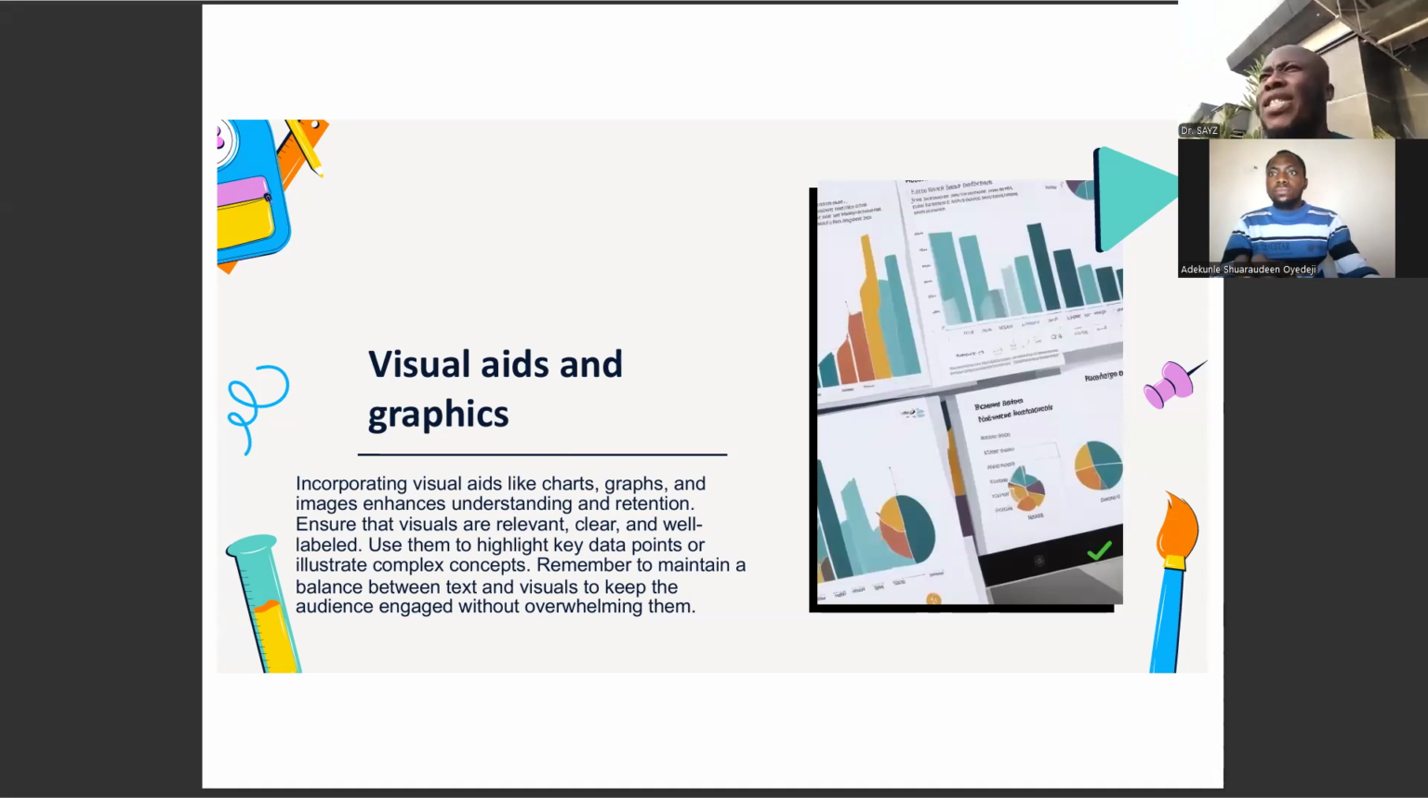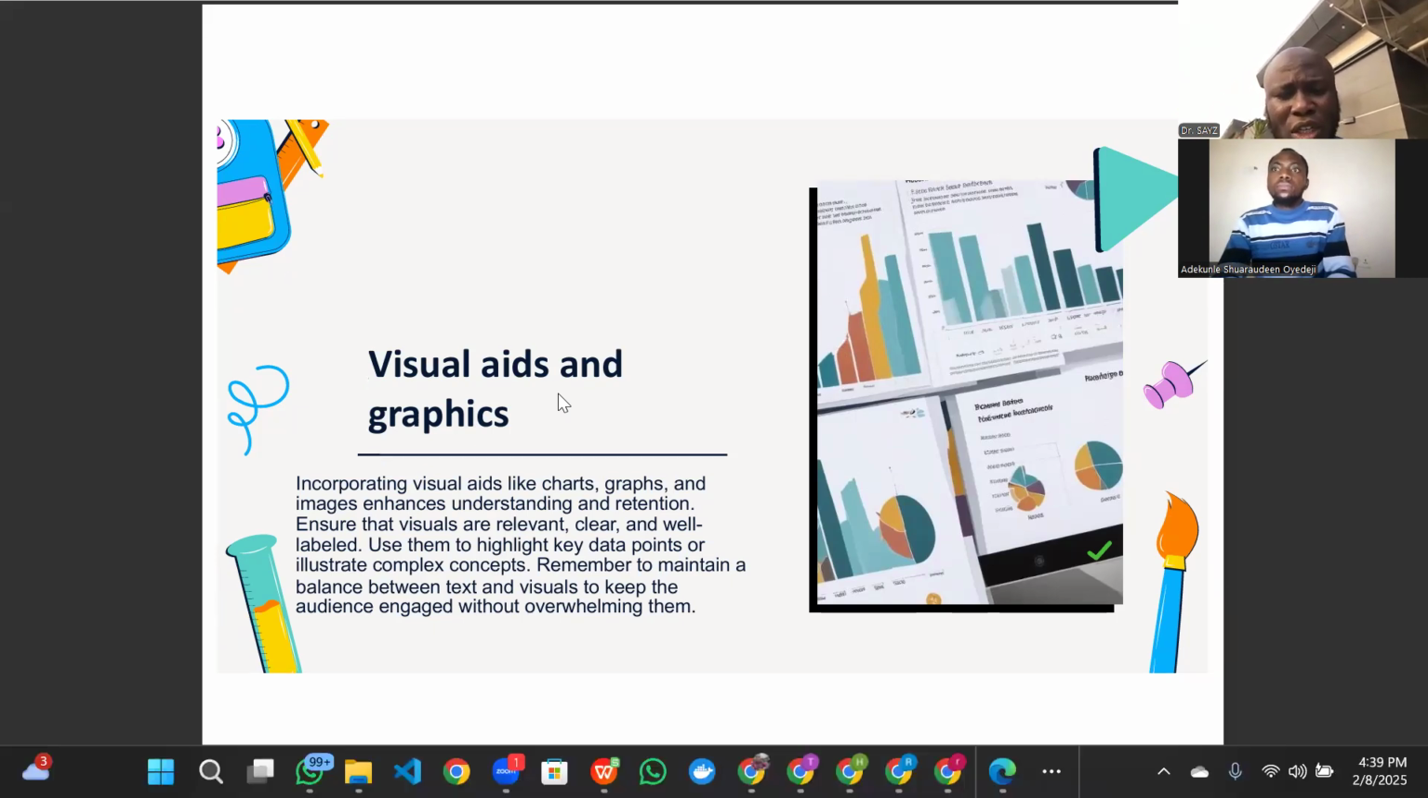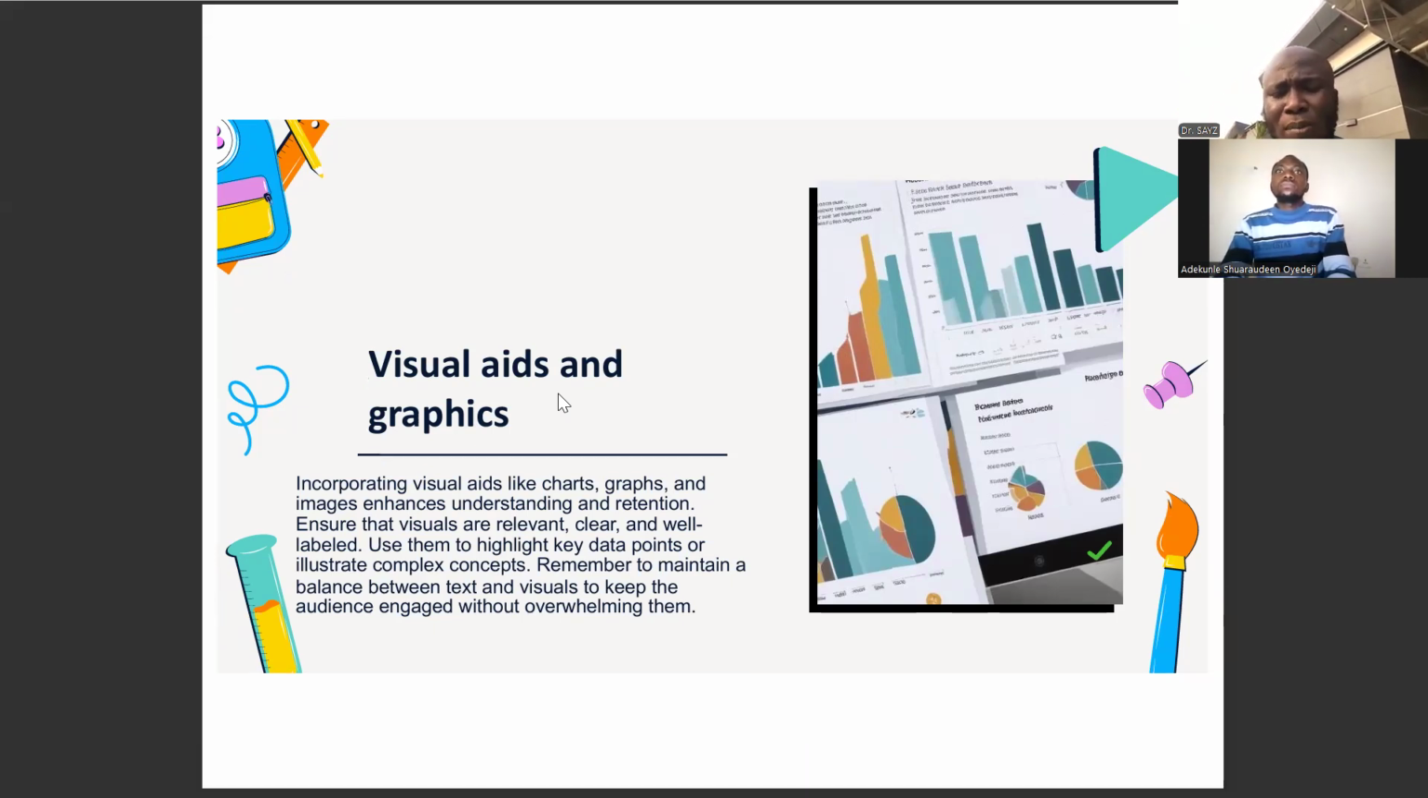So oftentimes, a lot of students, they'll just write this and it is boring. Of course, incorporating visual aids like charts, graphs, and images enhances understanding and retention. Ensure that visuals are relevant, clear, and well labeled. Use them to highlight key data points or illustrate complex concepts. Remember to maintain a balance between text and visuals to keep the audience engaged without overwhelming them.